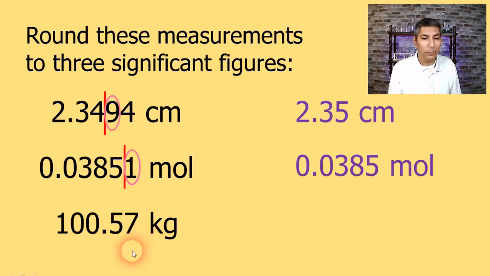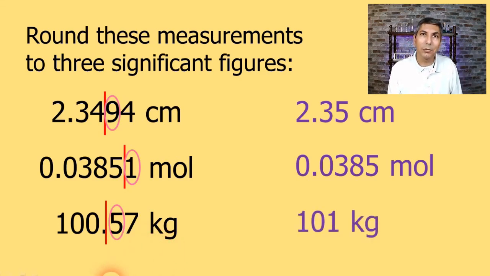How about this one? 100.57 kilograms. Well, once again, the 1 is significant, and those middle zeros are significant as well. So we stop after the second zero, and since the next number is a 5, we round up, and this becomes 101 kilograms.